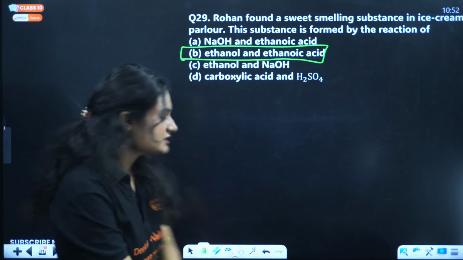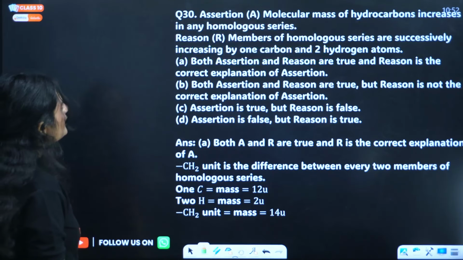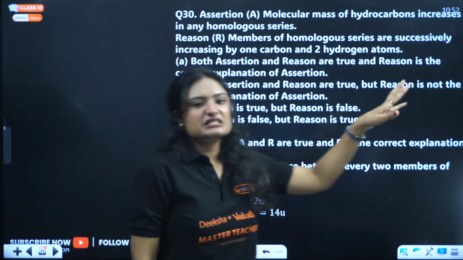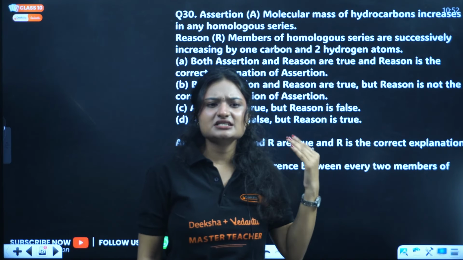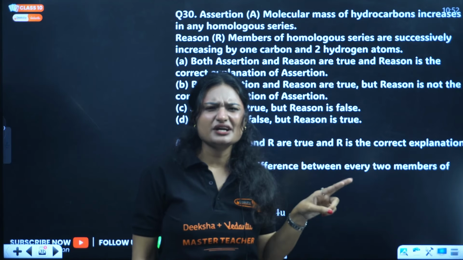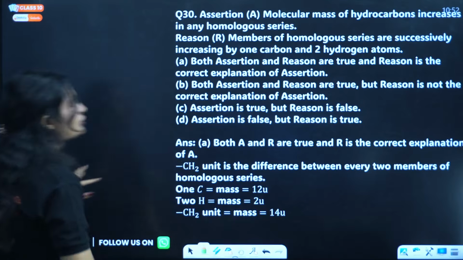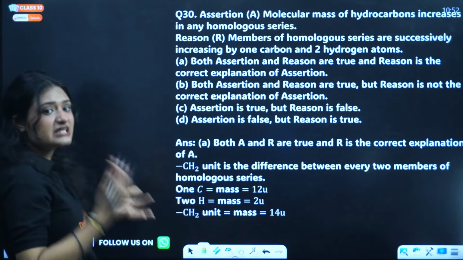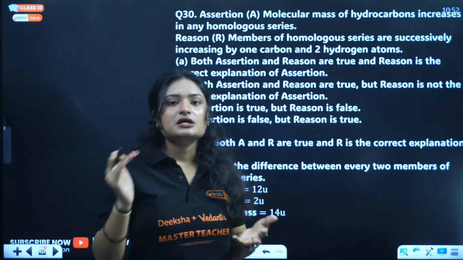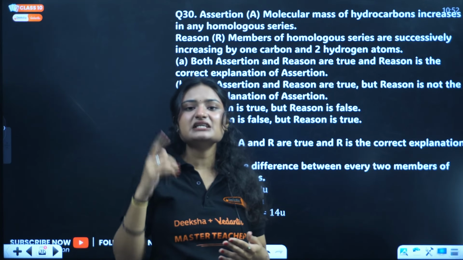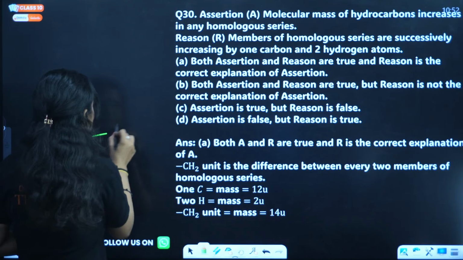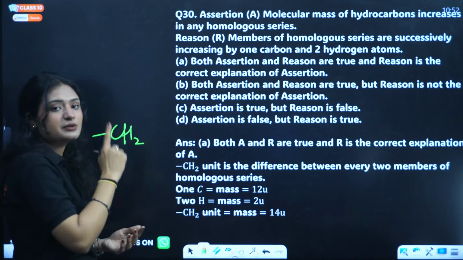Okay, my dear kids. Next question. Molecular mass of hydrocarbons increases in any homologous series. Members of homologous series are successively increasing by 1 carbon and 2 hydrogen. Yes, whenever we are talking about a homologous series, they have the same functional group, same general formula, and each consecutive member differs by CH2 unit. That means 1 carbon and 2 hydrogen.